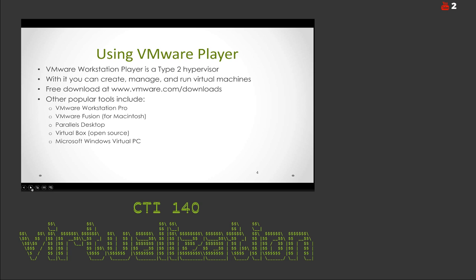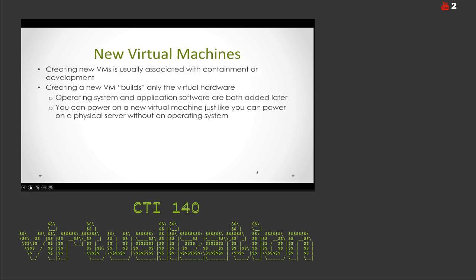It has some other stuff that can go along with it. VMware Fusion's the Mac version. There's also Parallels and some other stuff. VirtualBox we've already used. And then Microsoft Windows Virtual PC is a Microsoft Windows-based hypervisor. It's just different types of hypervisors there.